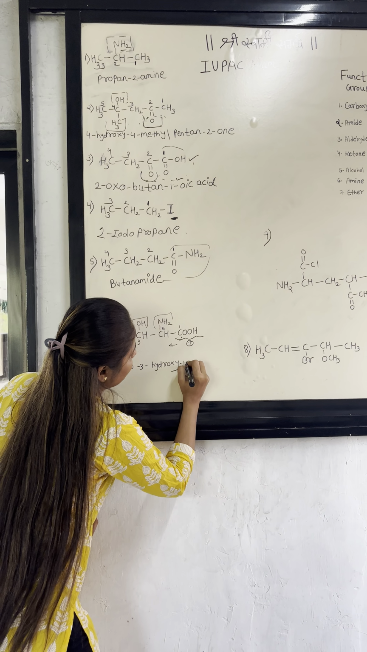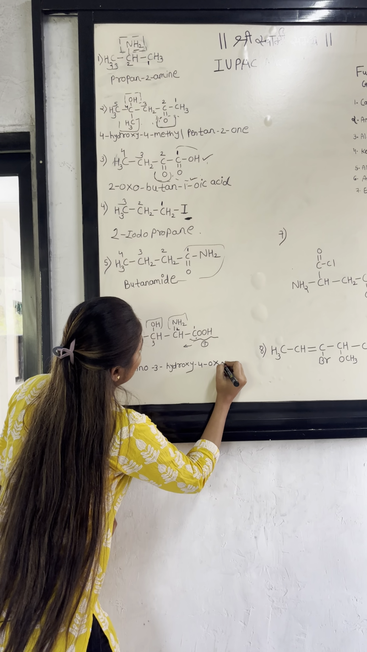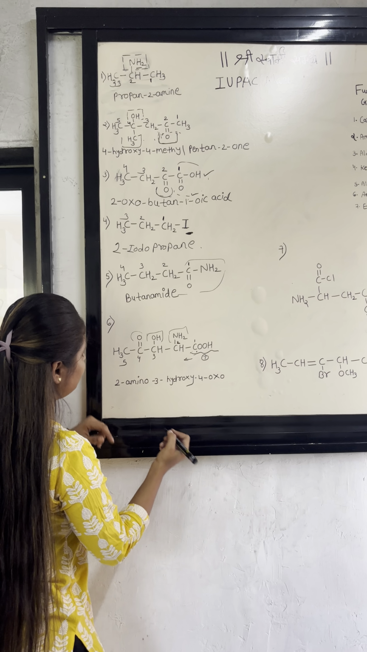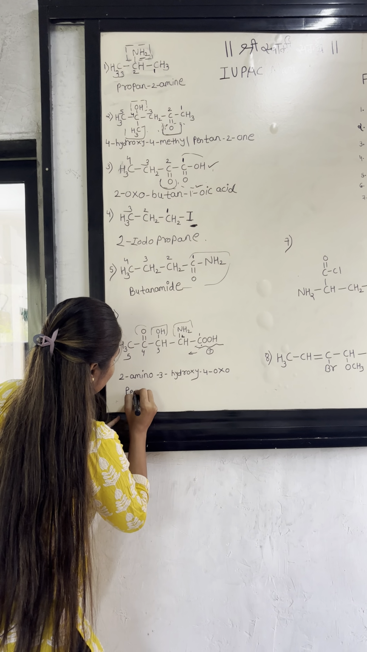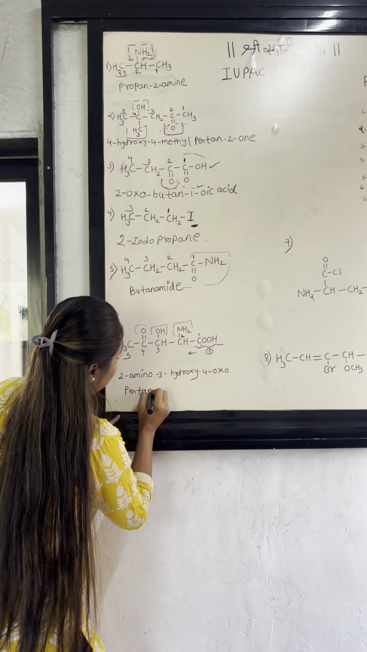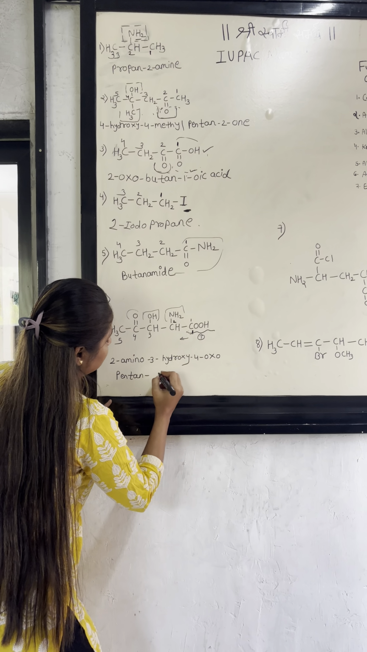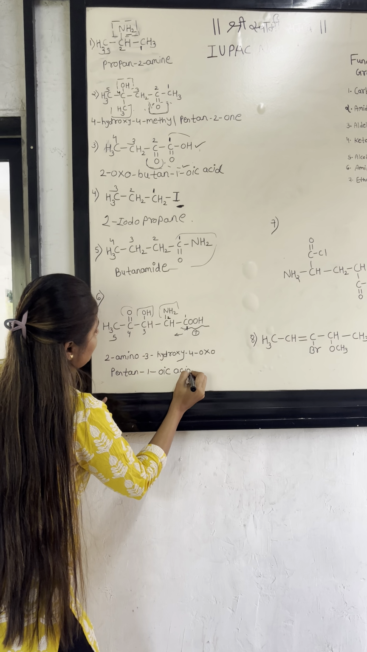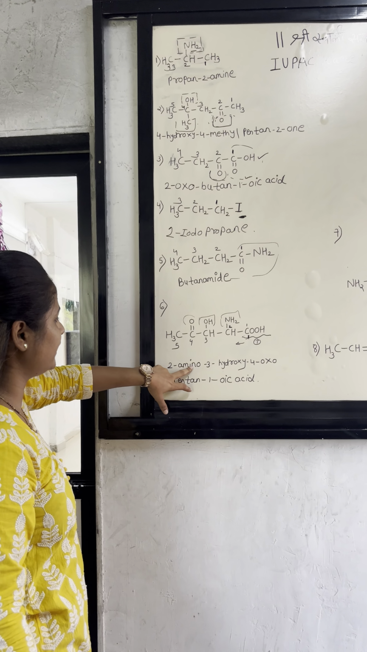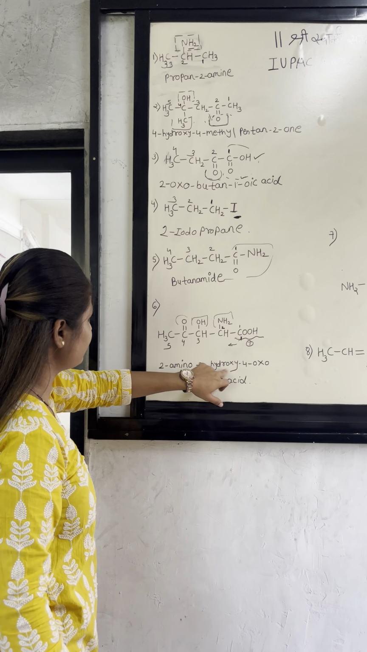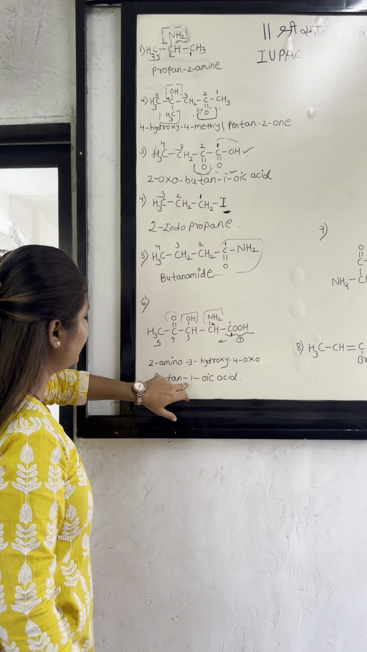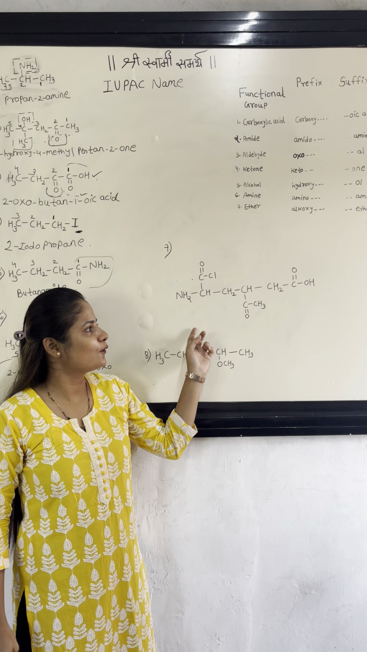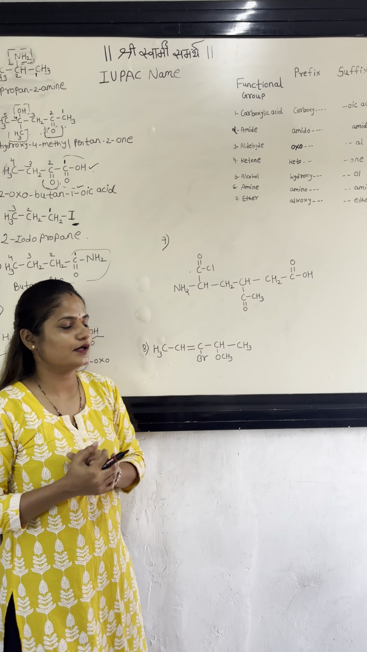So 4 oxo, that is a pentane, so pentane 1 oic acid. Okay, so its name is 2 amino, 3 hydroxy, 4 oxo, pentane 1 oic acid. Okay, so now in this compound multiple functional groups are attached.